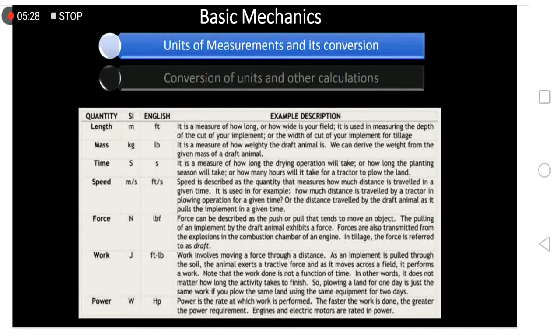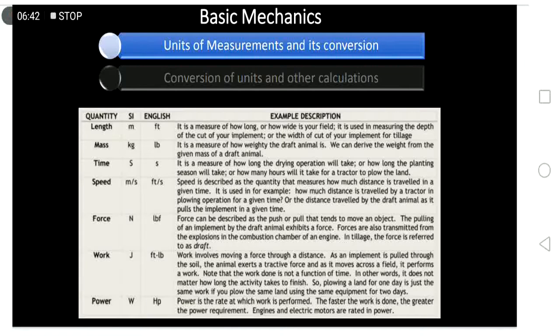Not necessarily only for our field. For example, how long is the grain? How long are the leaves of your crops? And there are so many measurements that we can quantify as length. It is used in measuring the depth of cut of your implements, the width of cut of your implements per tillage. Okay. So there are also specific requirements. For example, you need to cut your field at a certain depth, say a 10 centimeter depth. For the width of cut, for example, you are going to make a row for your vegetable plantation, so you need a specific width of cut of your implement, and so on.